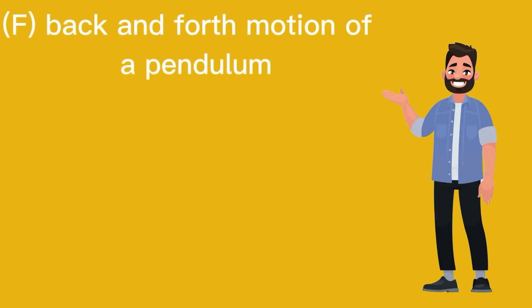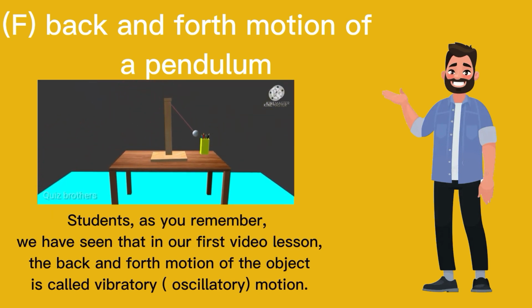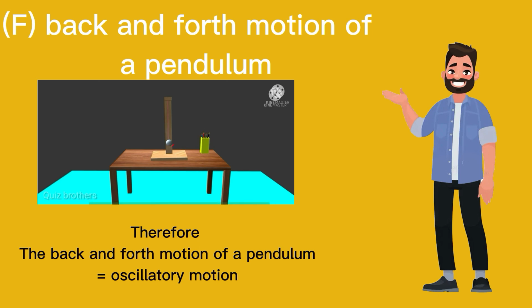The last but not the least question is letter F, which stated that back and forth motion of a pendulum. Students, as you observe from the given picture and as you remember we have seen in our first video lesson, the back and forth motion of the object is known as vibratory or oscillatory motion. Therefore, the back and forth motion of a pendulum is a type of oscillatory or vibratory motion.